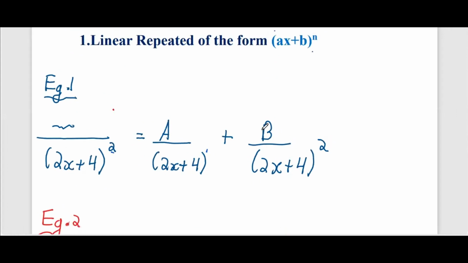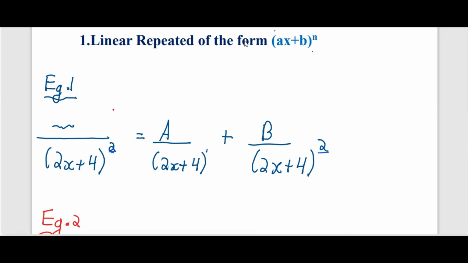So you have the linear repeated. I have the form ax plus b to the power n. If you look at the denominator here, it is fully factorized, so it'll be 2x plus 4 to the power 2. And remember, as I told you, when you're writing it, the first one would be like the normal linear, and then you just increase by 1 each time, and it will just stop at n, which in this case would be 2.